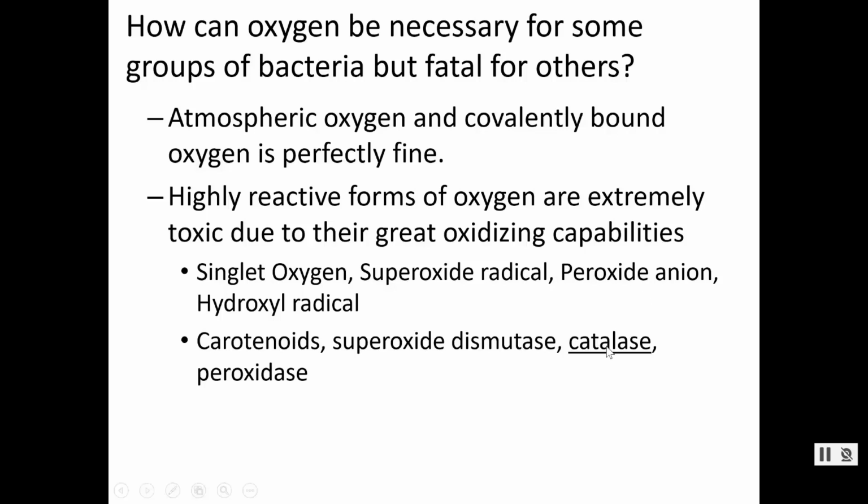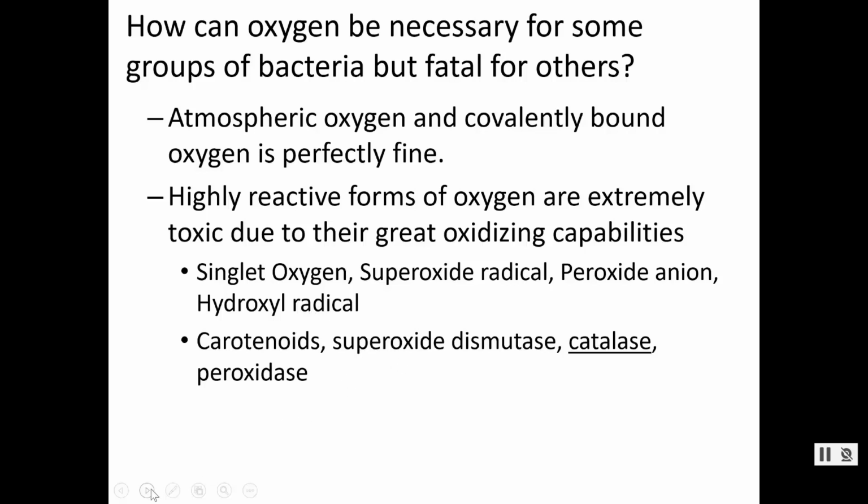All right, so that's an enzyme, catalase, that does that. There are carotenoids that deal with singlet oxygen, and superoxide dismutase. So again, the aerotolerant anaerobes have to have adaptations that let them deal with these reactive forms of oxygen. So that's how oxygen can be helpful and then fatal for other microorganisms.